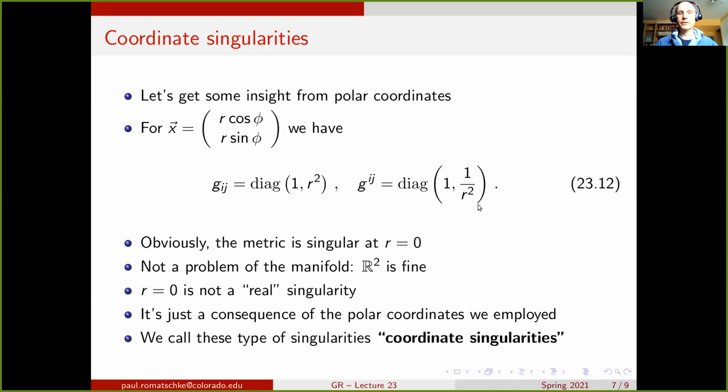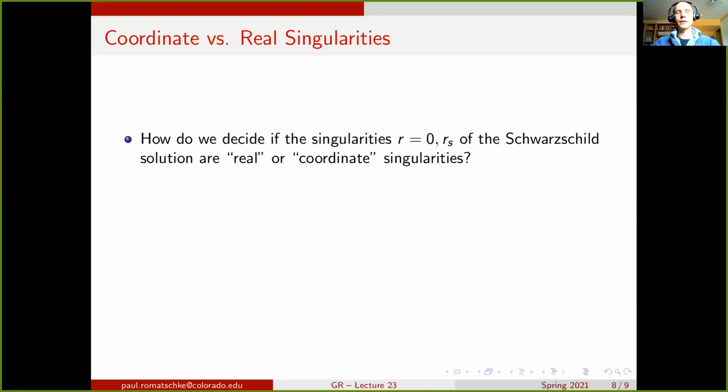We call these types of singularities that are not real coordinate singularities because they can be taken away and made regular just by using different coordinates. And in our case, it's obvious how to do this. Instead of employing polar coordinates, you go back to Euclidean coordinates, and the point r equals 0, which is just the center, is perfectly fine in Euclidean coordinates. So it is just a coordinate singularity.